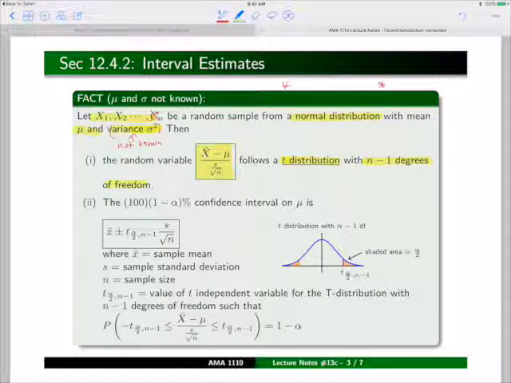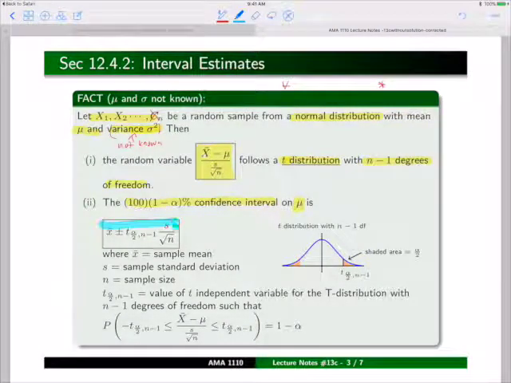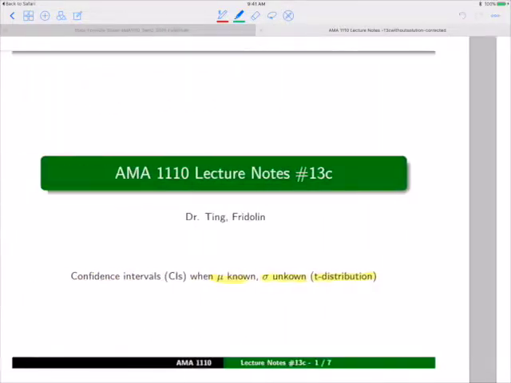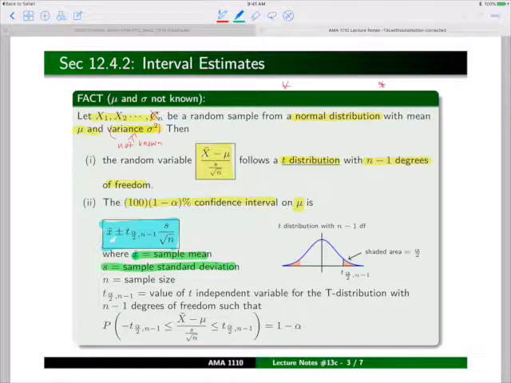And the 100 times 1 minus alpha percent confidence interval on the true population mean is given by this formula, highlighted in blue: x bar plus or minus t alpha over 2, n minus 1, times s over square root n, where x bar is the usual sample mean, s is the sample standard deviation, which I gave the formula for at the beginning, right here, and n is the sample size.